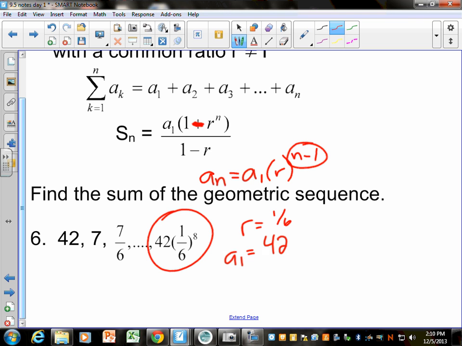It's always the n minus 1, right? So if I'm on the 10th term, the exponent would be 9, right? So if the exponent's 8, do you agree that you're on the 9th term because 9 minus 1 is 8? So that means you're on the 9th term.